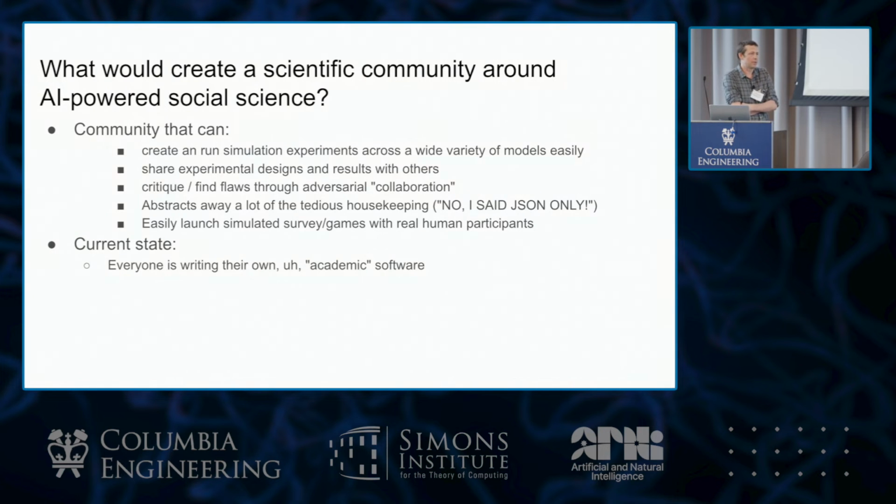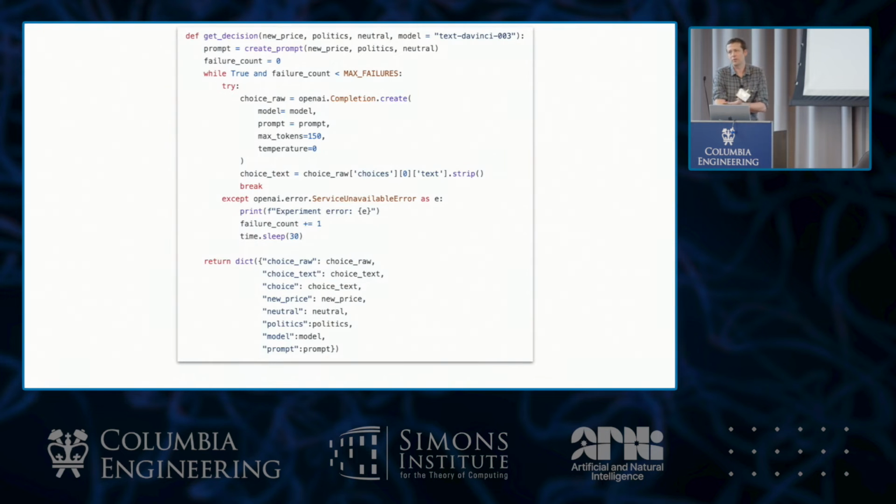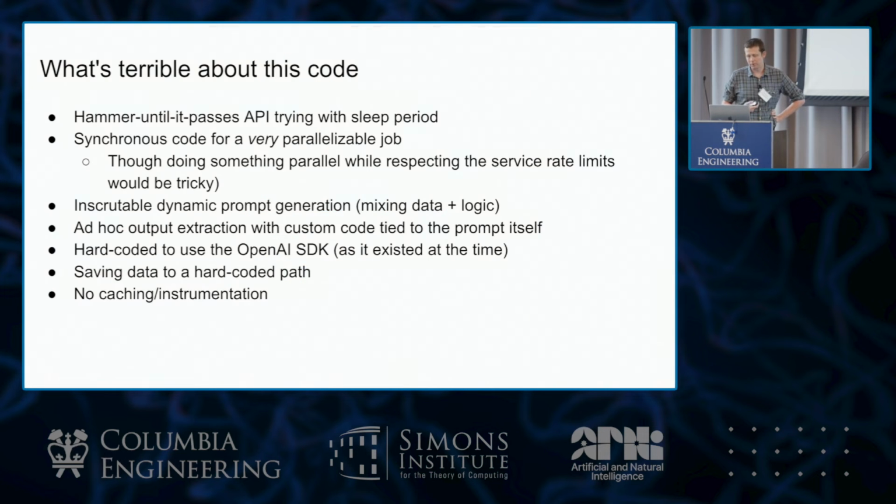The current state of doing this is everyone's kind of writing their own academic software, and I mean that pejoratively, including my own. When I wrote the first experiment, the paper, this is the kind of code that you write, and it's not the ugliest thing in the world, but it's got some real problems. One, hammering the API until it passes, with a sleep period. Using synchronous code for a very parallelizable job. You should be able to do thousands of these experiments all at once.